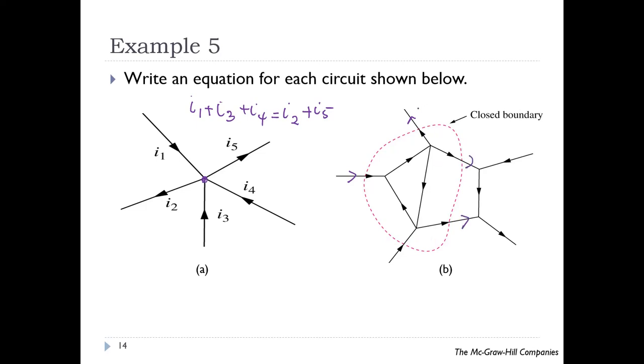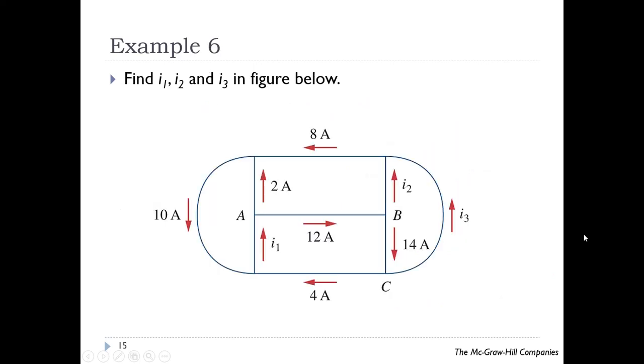Okay, in this case, let's label the currents I1, I2, I3, I4. So for this closed boundary, you have this one also, I5. For this closed boundary, you have current I4 entering plus I5 entering equals I1 plus I2 plus I3. Okay, let's solve for this example.